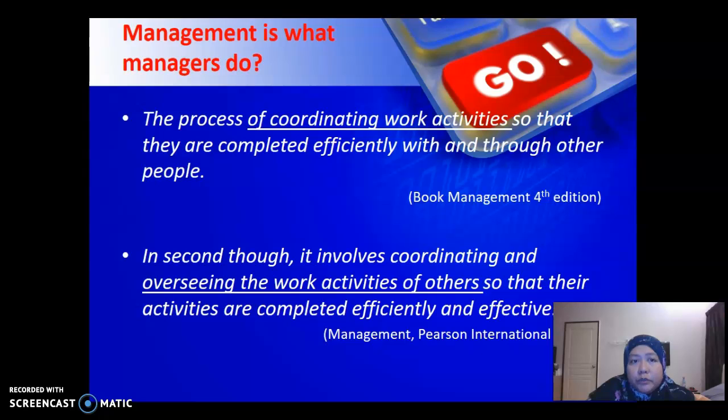Okay, management also is a process of coordinating work activities. So if you have many work activities, you need to coordinate so that they can be completed efficiently, with or through other people. Okay, it involves coordinating and overseeing the work activities, meaning you are evaluating, right? So you need to evaluate your work activities to make sure they can be done efficiently and effectively.